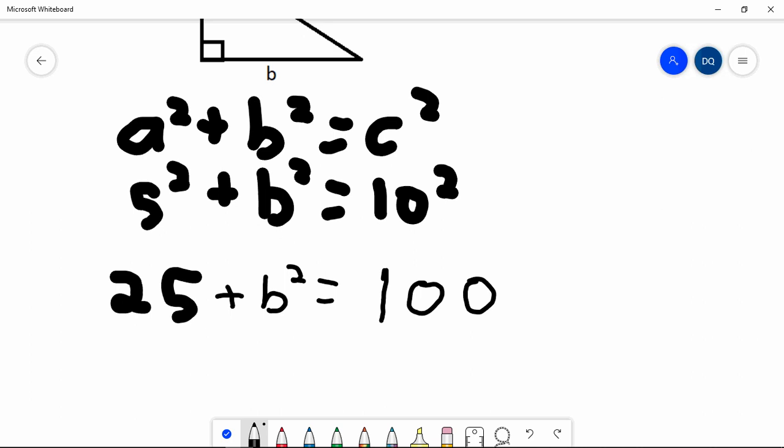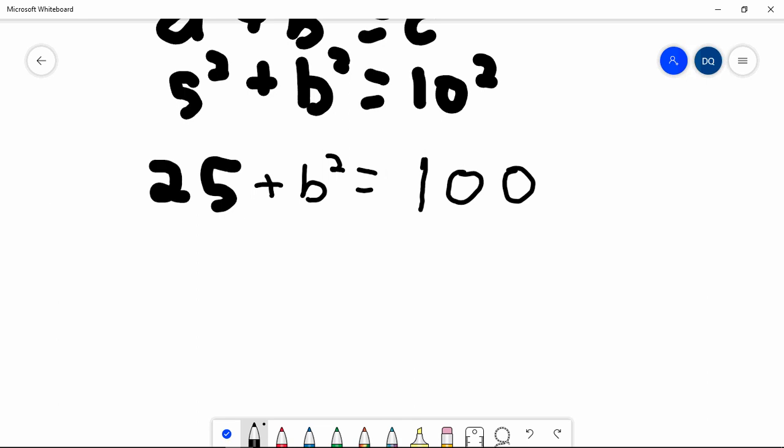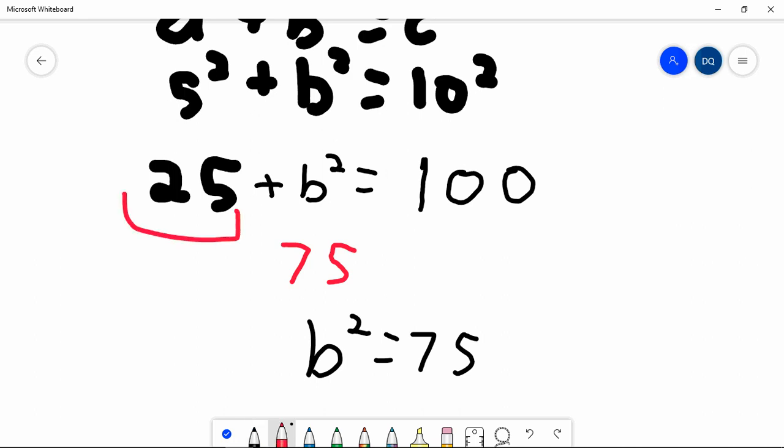Now, what would you have to add to 25 to get 100? Let's say at 25 cents, how many more cents would you need to have 100 cents? Can you guess? You would need 75. So that means that this b squared is actually worth 75. Or let me write it out here. B squared equals 75 because 25 plus 75 will give us 100.